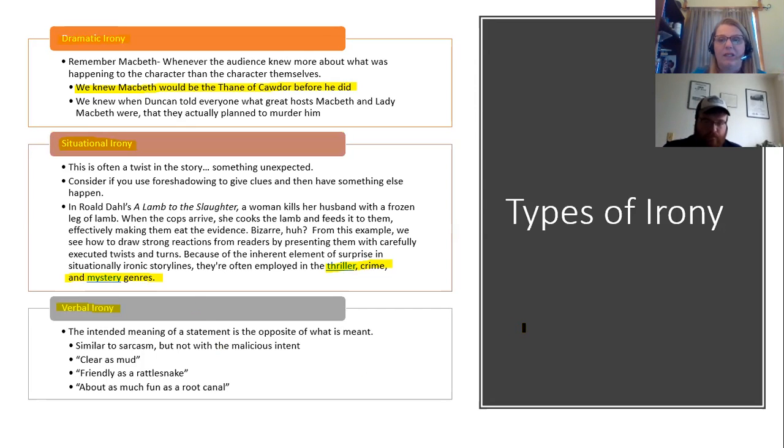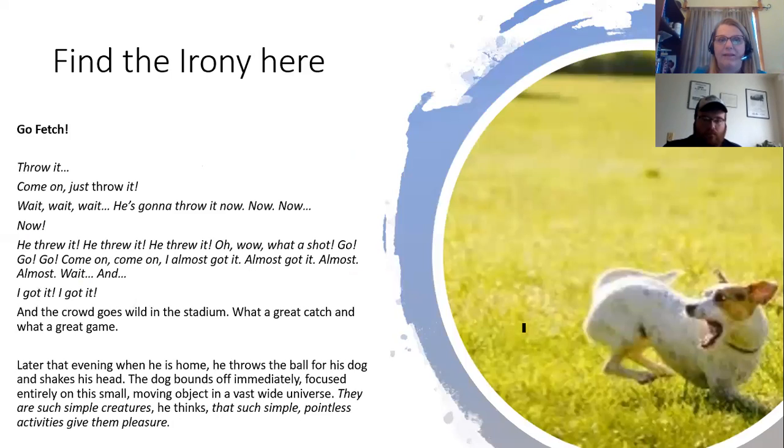So that's the basics of that. So here's a great story, another piece of microfiction. This is my new favorite thing, I think. But why don't you help us out here? All right. So this piece of microfiction is entitled Go Fetch.